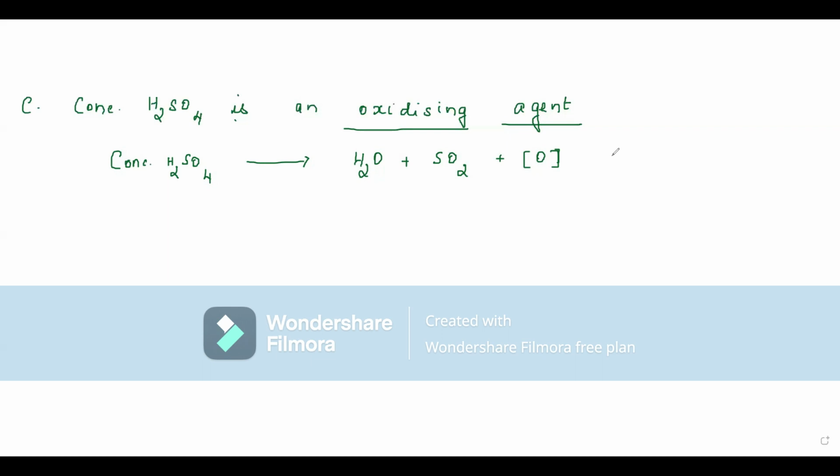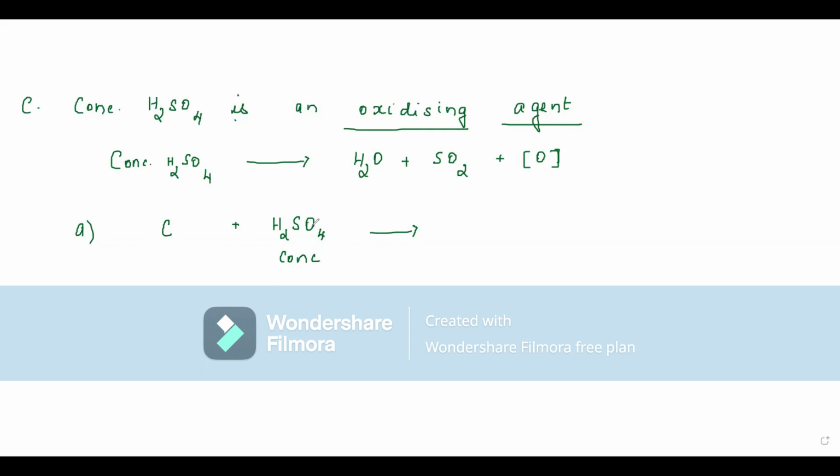Now, as per our syllabus, we need to study the action of concentrated sulfuric acid on carbon as well as on sulfur under nonmetals. Action of concentrated sulfuric acid on carbon. So carbon is a nonmetal. It is a gray color nonmetal. Gray, or you can even write black.